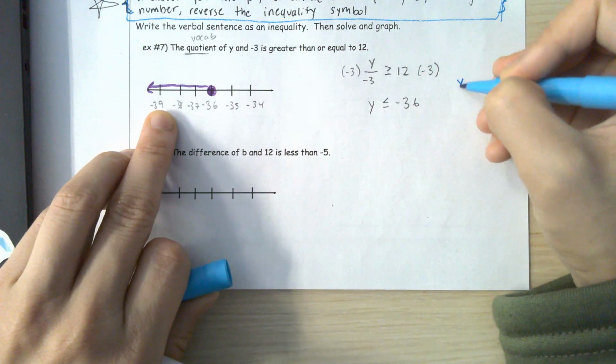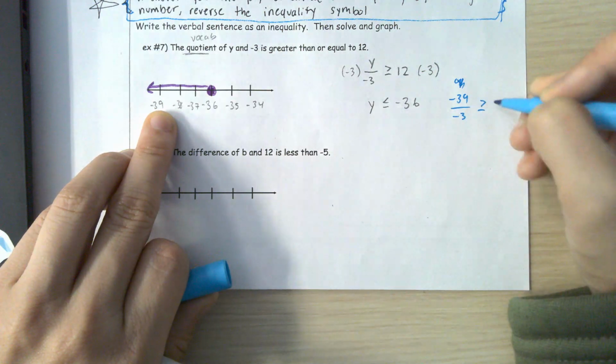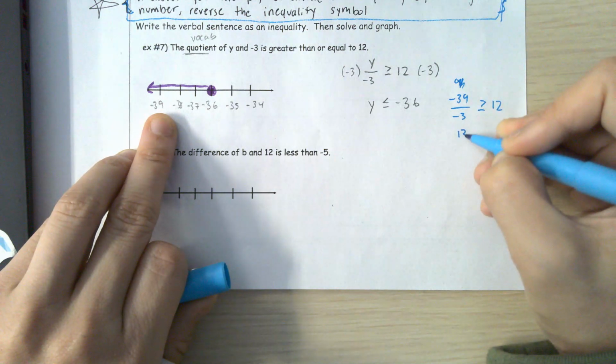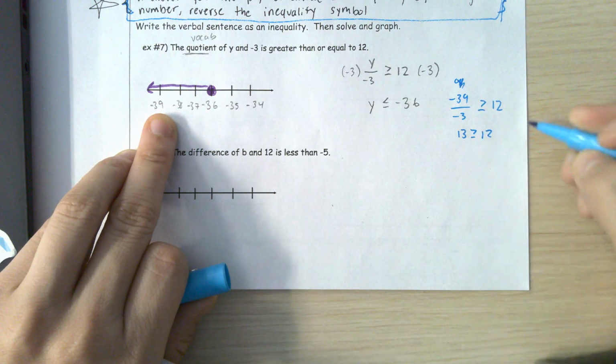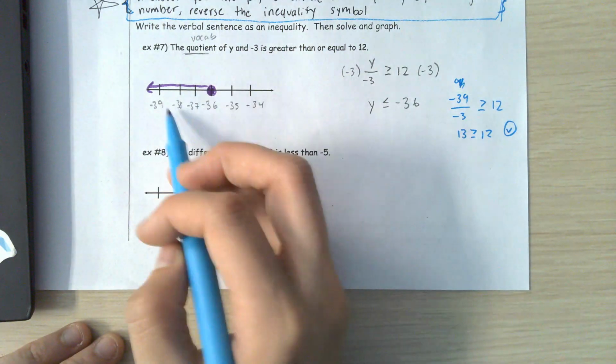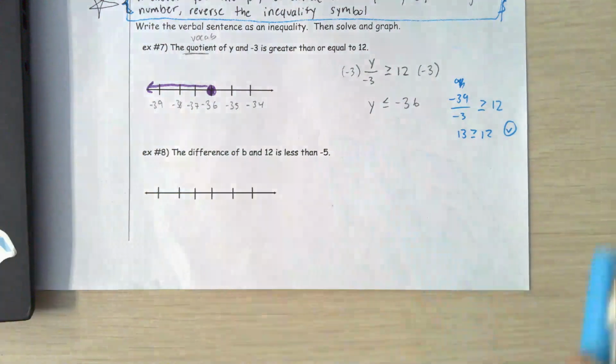So if negative 39 over negative 3 is greater than or equal to 12. So negative 39 divided by negative 3 is positive 13. Positive 13 is greater than or equal to 12, so I know that I picked the correct side of this inequality, right? It should be going towards the left.